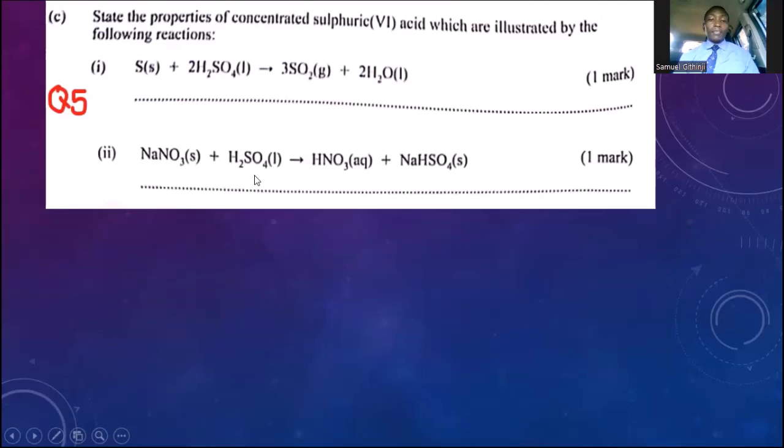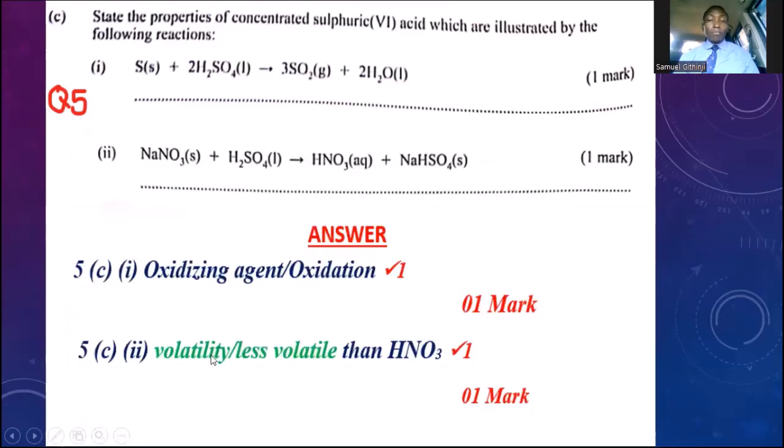In this other case, you can see it is all about volatility. As we say, sulfuric acid is less volatile. Hence, it can displace the more volatile acids like nitric acid from their salts. That one I've discussed in the notes, not even once. So my student, you need to know that.